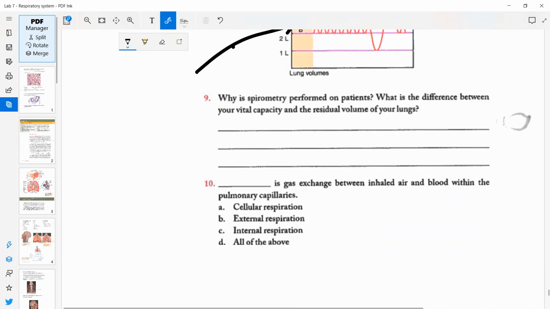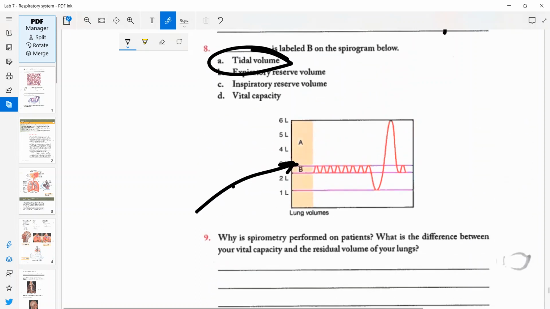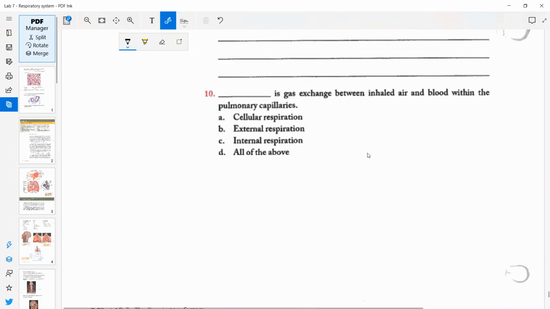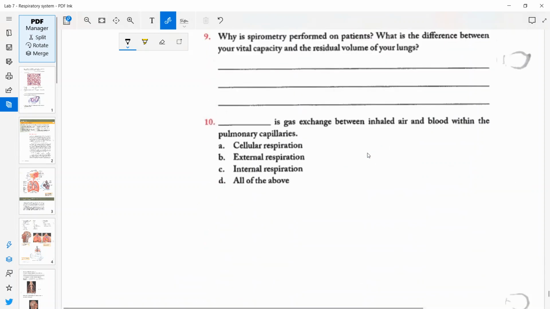In spirometry, which we didn't talk about, spirometry is performed on patients to assess their respiratory function and the difference between the vital capacity and the residual volume. So vital capacity here, that's the volume of air that you can actually move in and out of your lungs. Residual volume here is the amount of air that stays in your lungs and not under your control. The gas exchange between the inhaled air and the blood within the pulmonary capillaries is an external respiration.